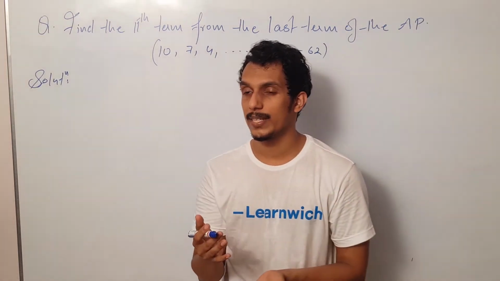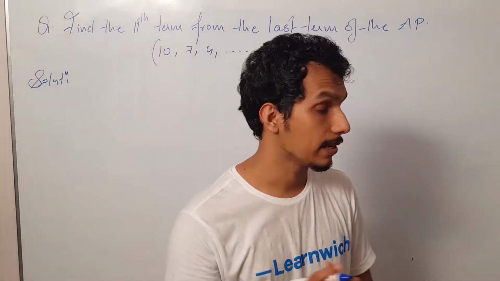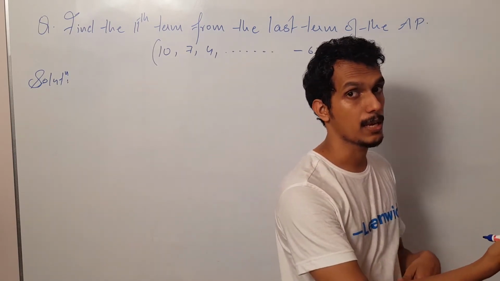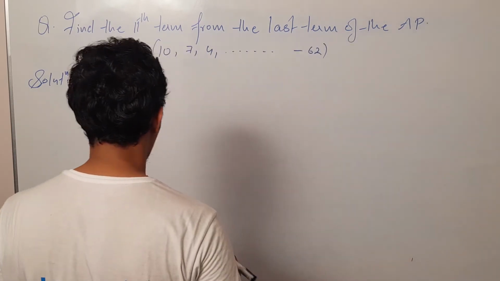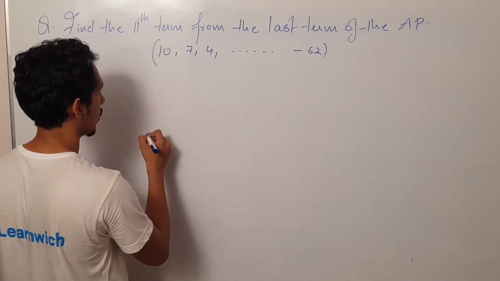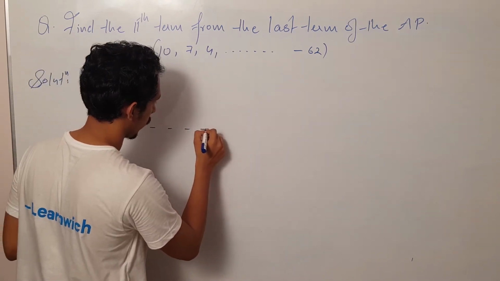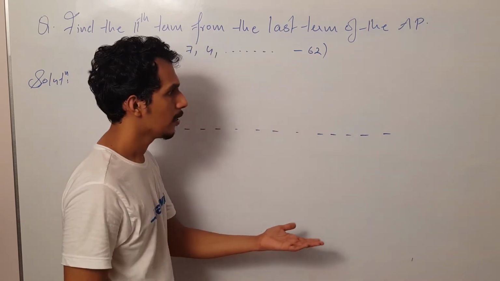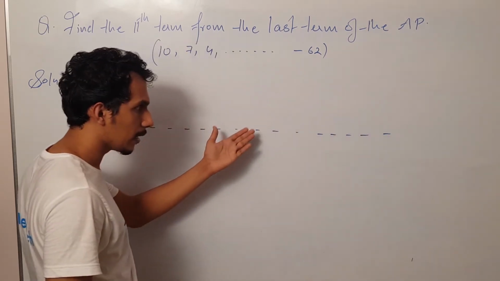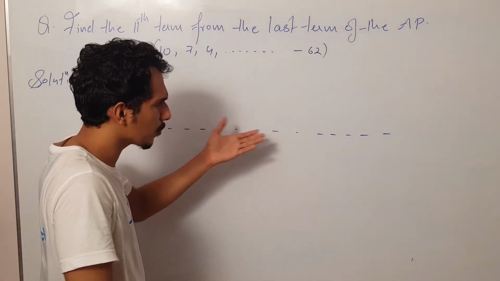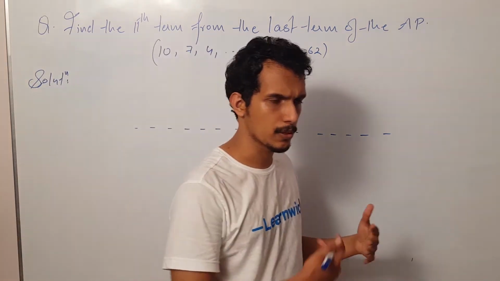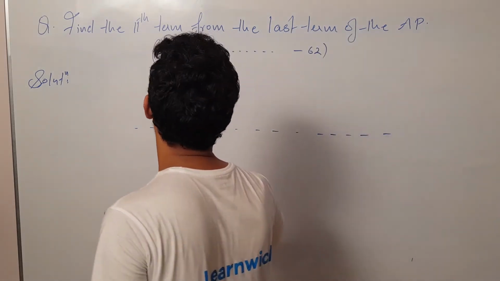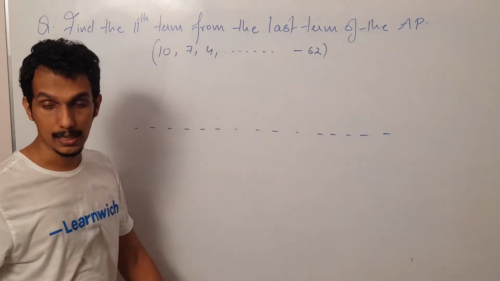The next question here is to find the 11th term from the last term of the AP. Suppose there are, let's say, 20 terms, 1 2 3 4 5 6 7 8 9 10 11 12 13 14 15 up to 20 terms. You're asked to find the 11th term from the last term, not the first term. If it was from the first term, it was quite simple. But here it says the 11th term from the last term. That is what you have to find out.